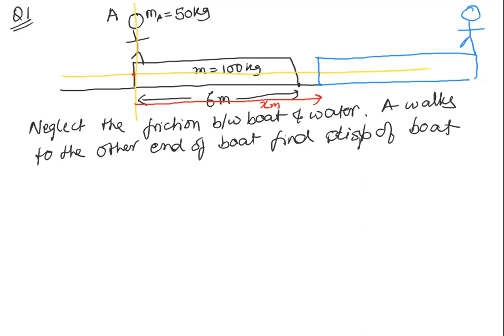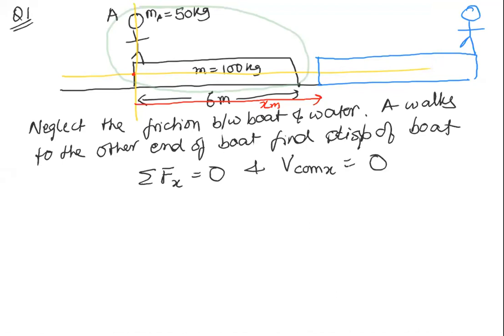Now, I am going to choose my system. The first thing, and I will keep on repeating this till the end of this course, you should always be aware of the choice of the system. Our system consists of the man and the boat. So the net force acting on the boat along the x-axis is equal to zero, and the velocity of the center of mass of the boat along the x-axis is also zero before the man decides to move. So the velocity of the center of mass along the x-axis is zero before this event occurs.